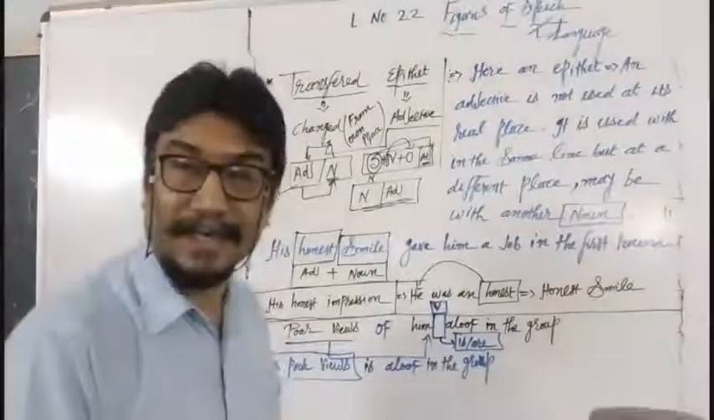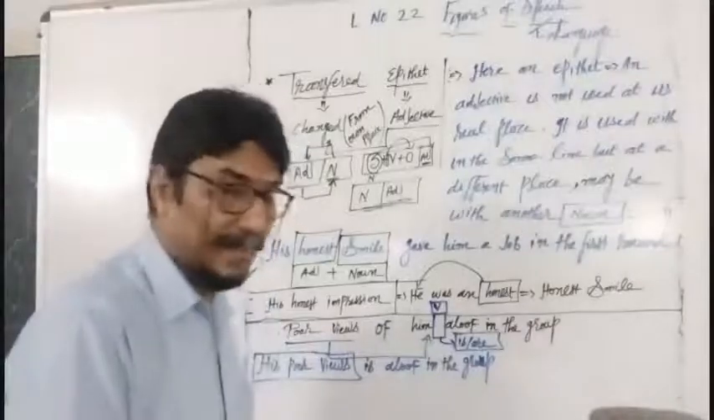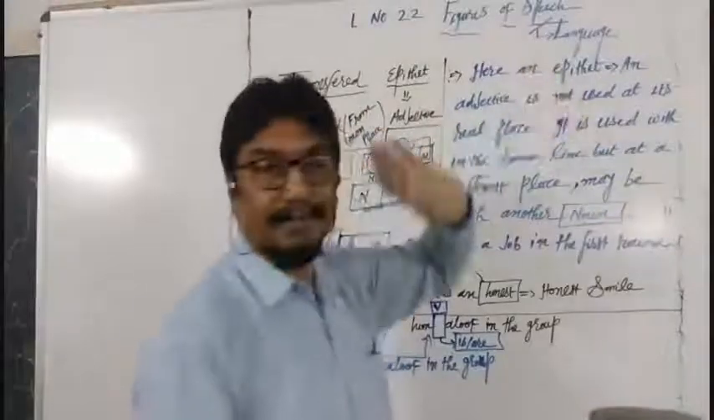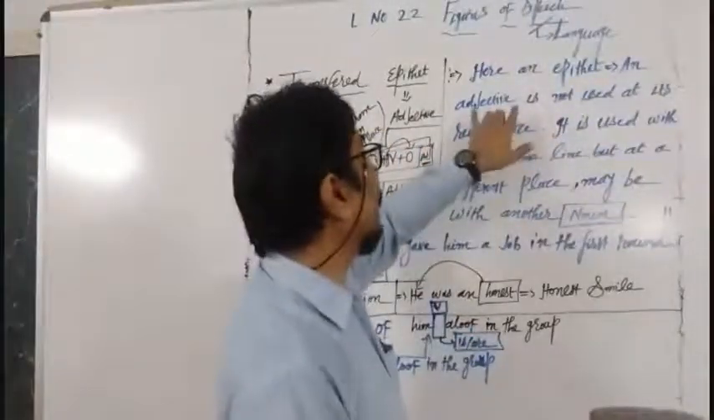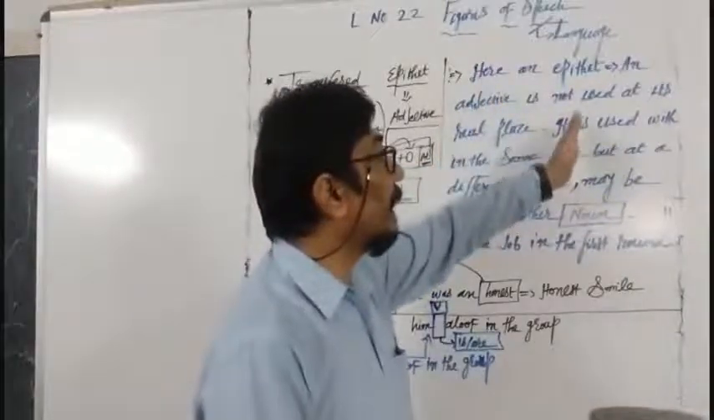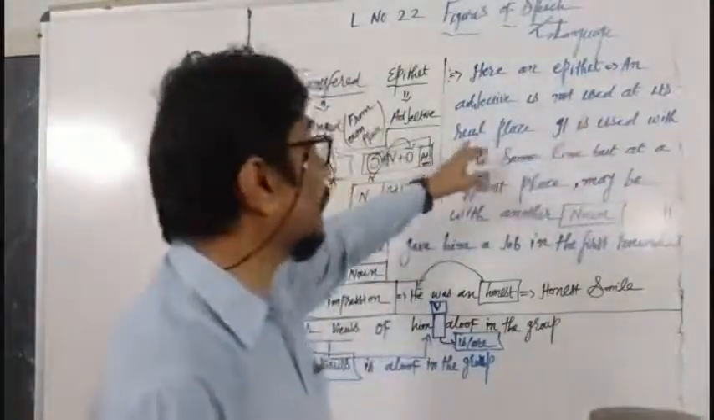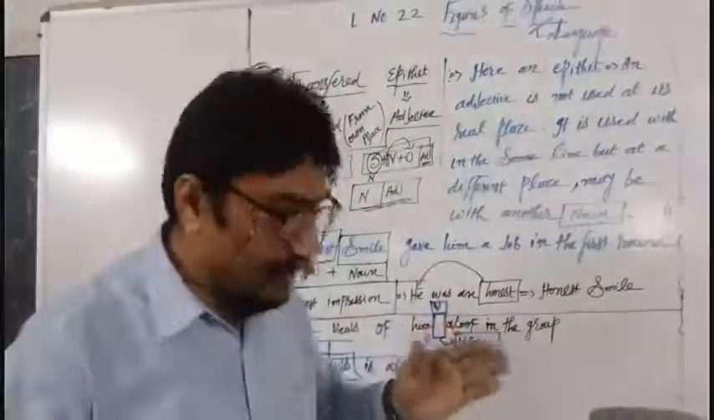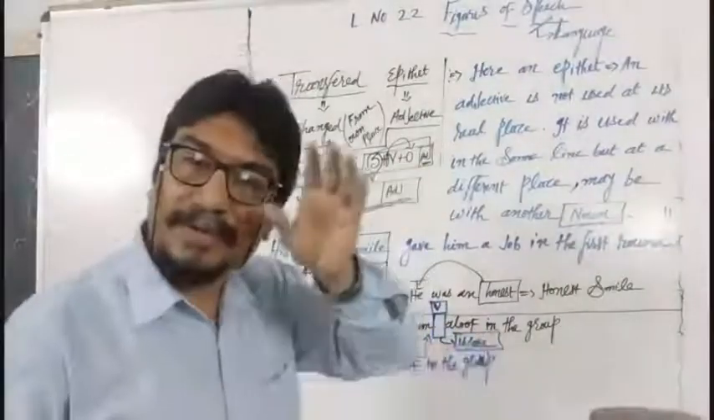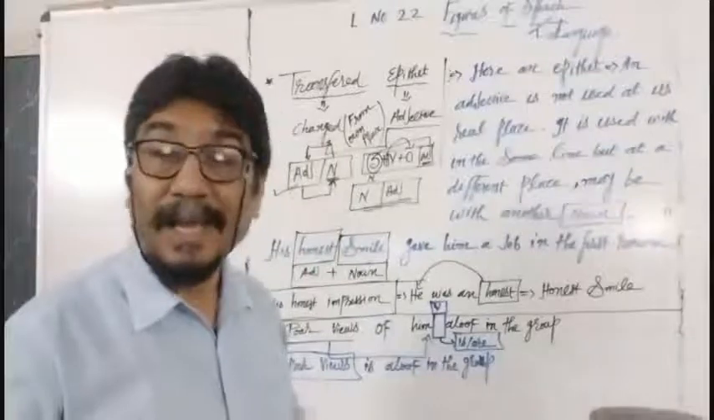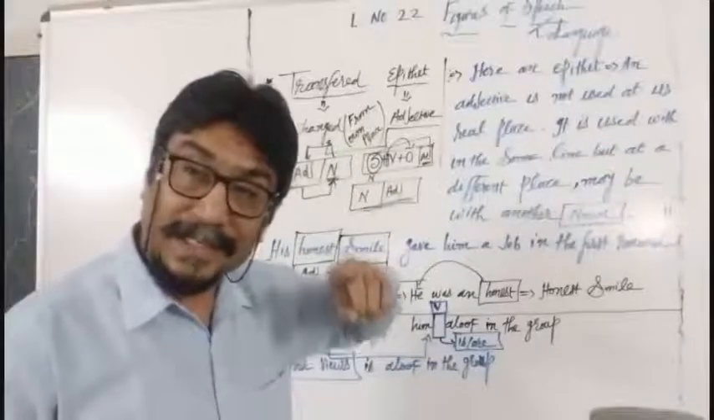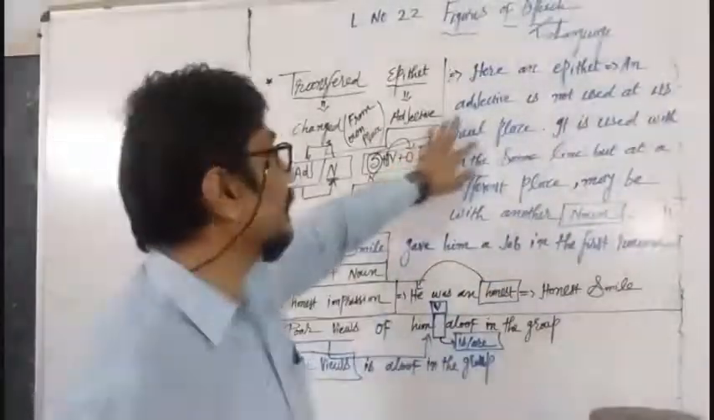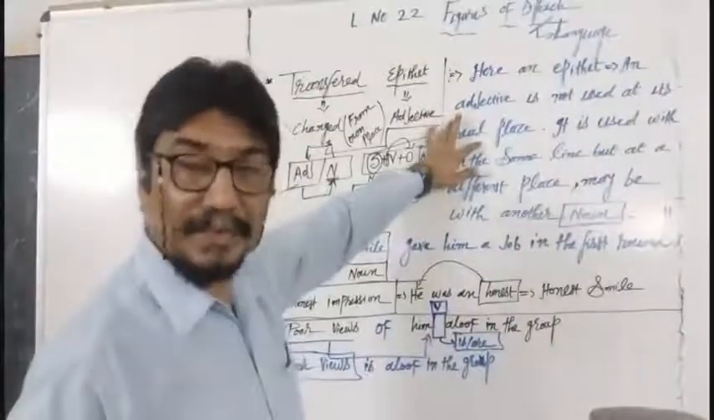What is given here in this definition of transferred epithet? Let's move ahead with it. Here an epithet, an adjective, is not used at its real place. Basic structure is S plus V plus O. In place of the subject there can be a noun, and in place of the object there can be a noun. If the adjective is not used in the right way with the subject or with the object, naturally it is not the real place for the adjective. Yet it is used in the sentence.